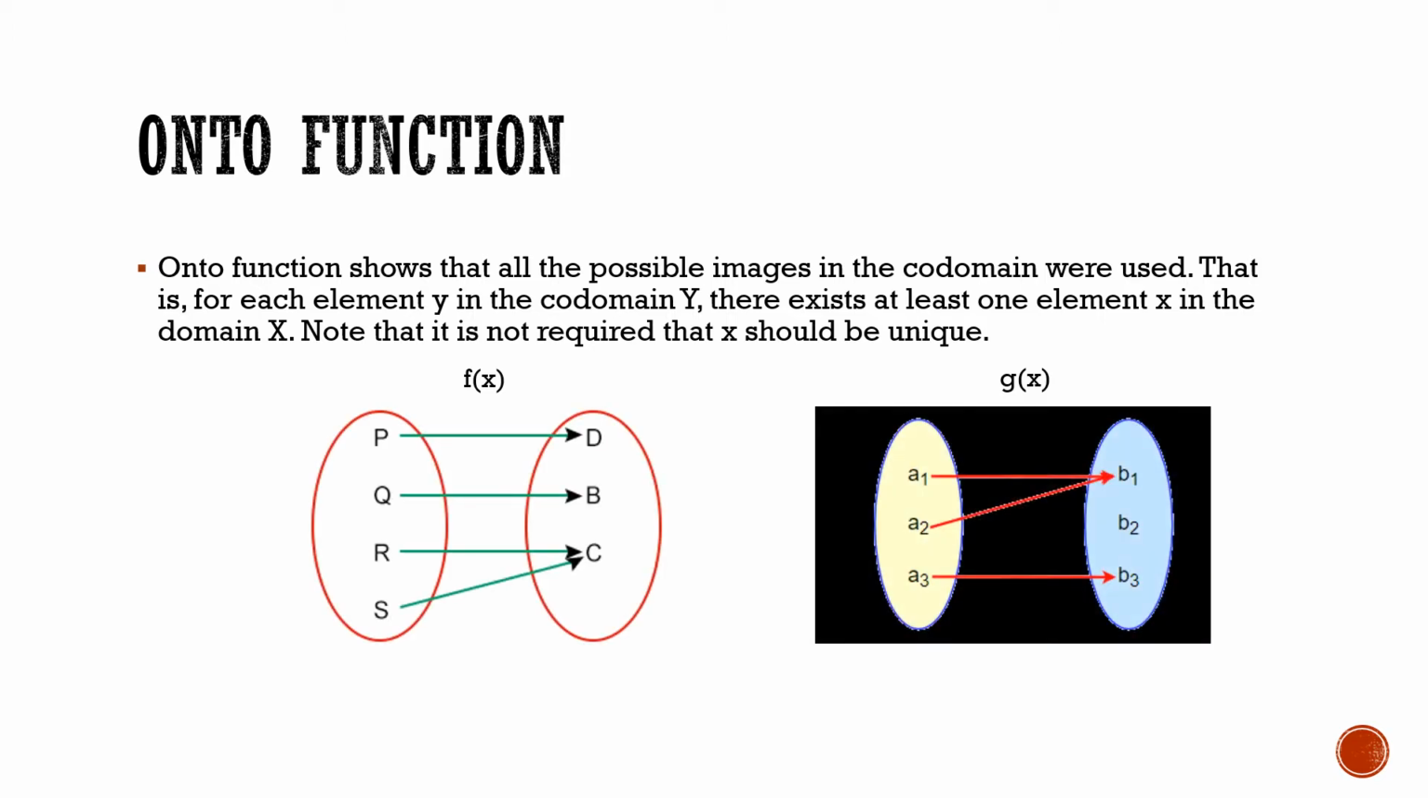So from these two photos, the elements in the domain of f of x have exhausted all the images in the codomain. G of x is not an onto function because b sub 2 has no corresponding element in the domain. It does not matter if the image in the domain or the image in the codomain was used more than once, but each element of it must correspond to at least one element in the domain.